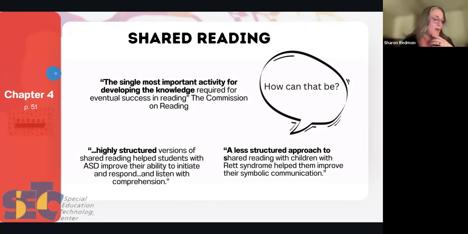And so Heidi and I talked about this, and one of the things we wanted to mention is that it means that you need to know your learners, right? You need to know your learners. This book gives some research. There's lots of research out there on ASD and shared reading. There's some research out there on Rett syndrome and what that looks like and those readers.